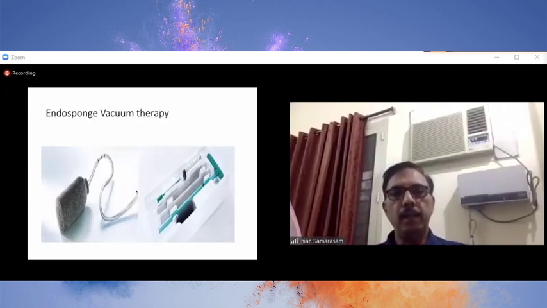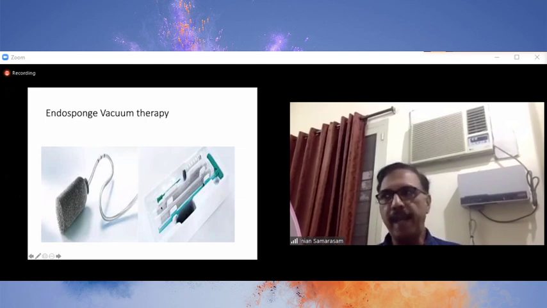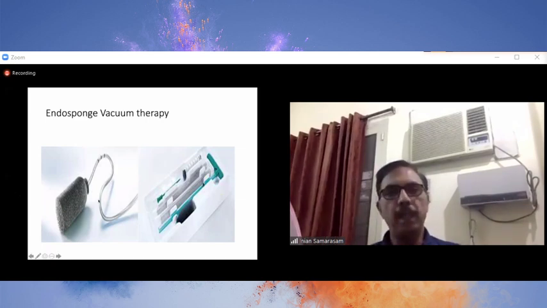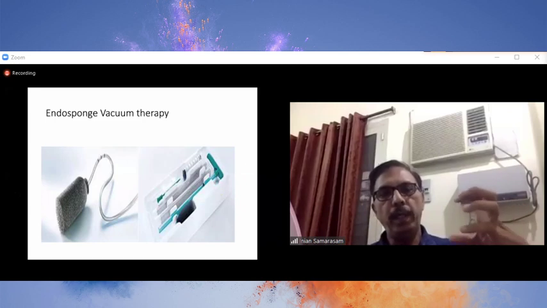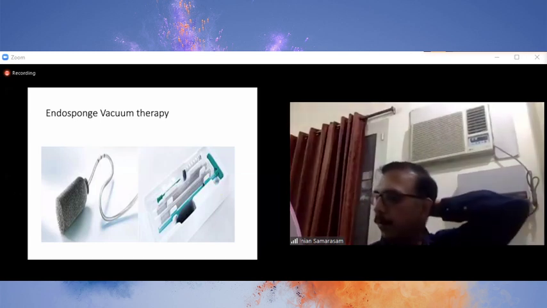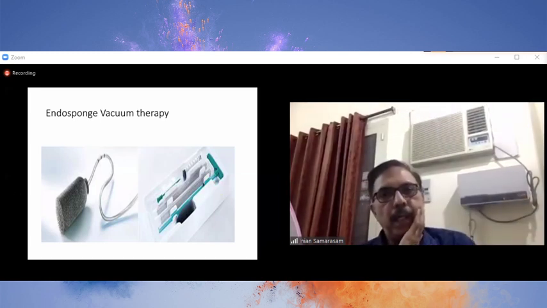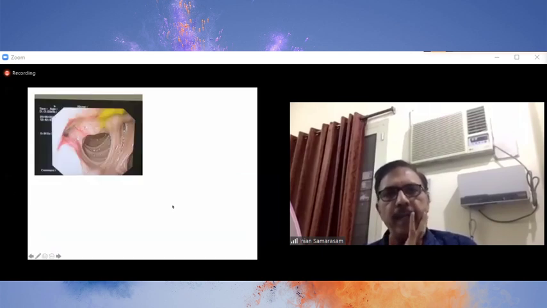Another modality which has come now is a VAC. It's a sponge which has got a tube, and this is suitable when there is a cavity associated with a leak. So basically, assume that you've got a leak and there is a cavity in the mediastinum. So even if you put a stent, that cavity is still not going to be addressed. So this is a suitable way of doing it. It's not freely available. So we actually had a patient.